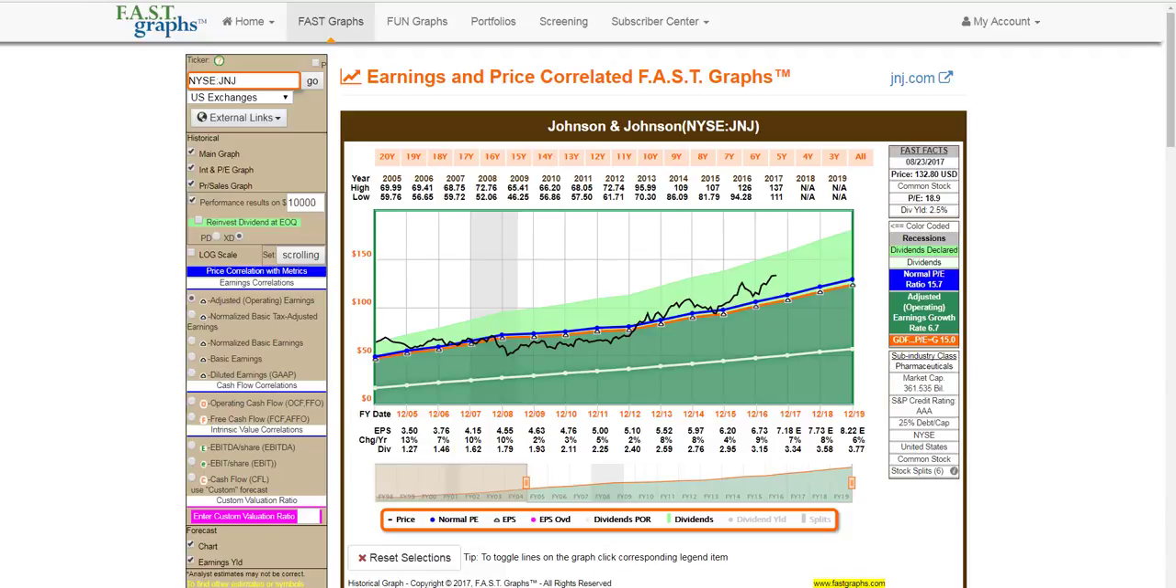This is the first in a series of demos that illustrate the enormous power and benefits of the Fast Graphs research tool. The next four demos will cover the basics of how to use the various Fast Graph components, to include demo number 2, the historical and performance graphs, demo number 3, the forecasting tools, demo number 4, the screening function, and demo number 5, how to build and manage a portfolio utilizing Fast Graphs.